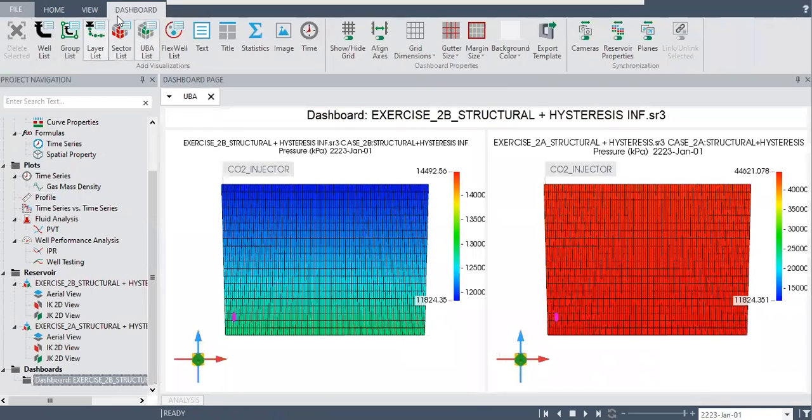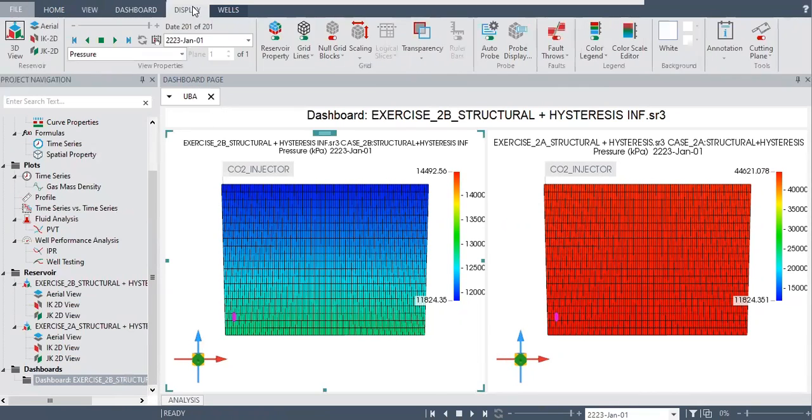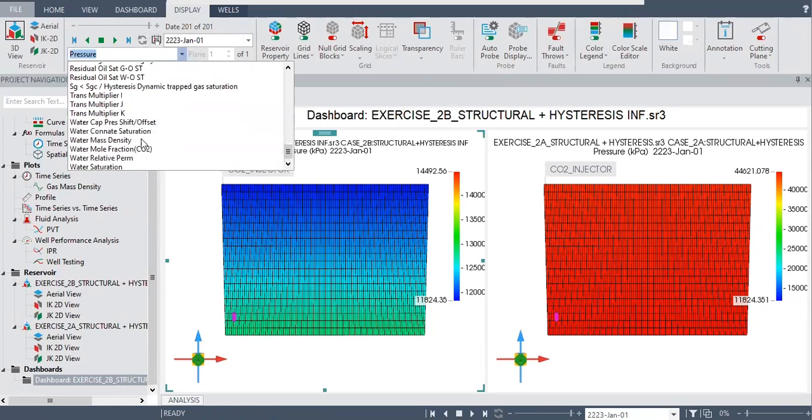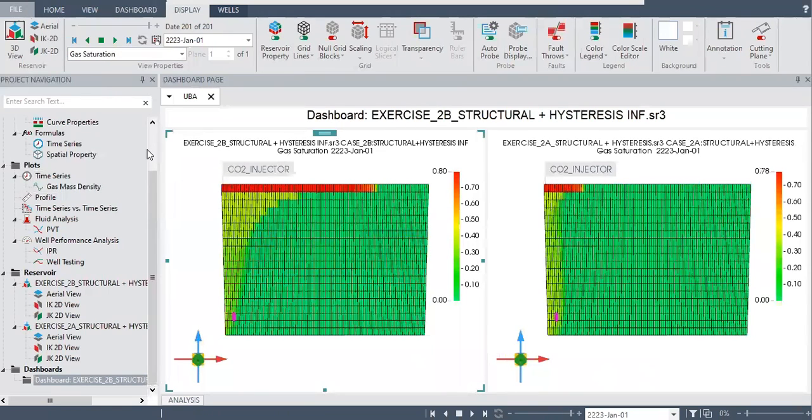But the most interesting comparison is, of course, in this case, the saturation, in my opinion. Okay. All right, there you go. So I think we can call it a day.